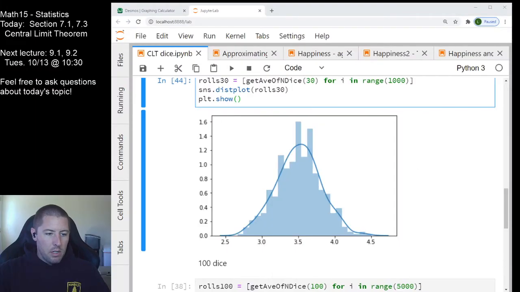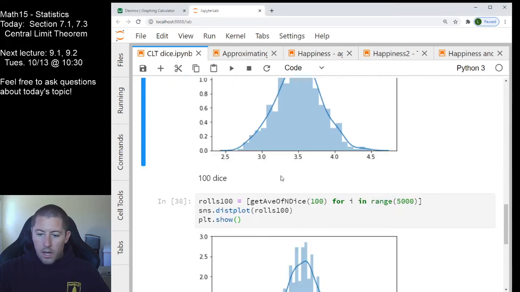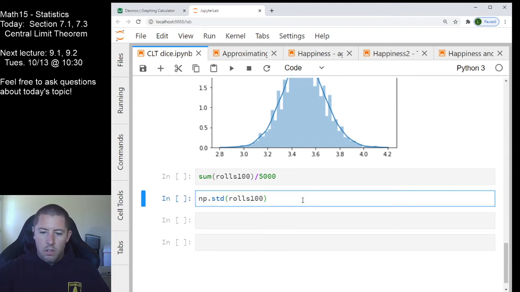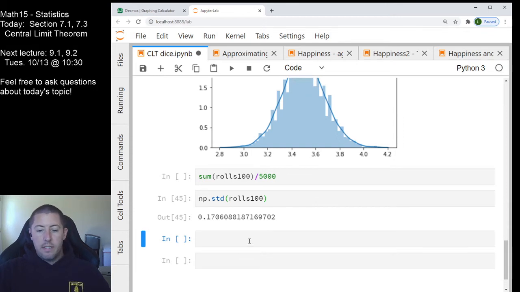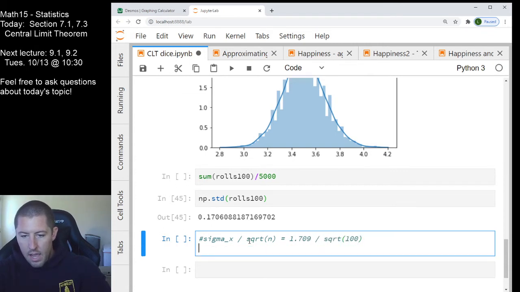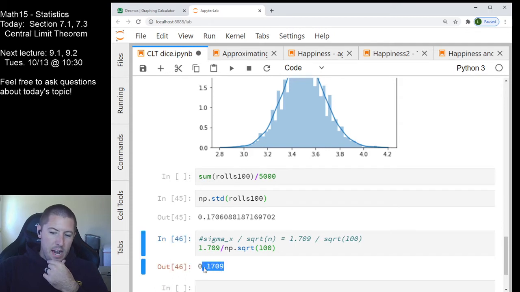Let's come back to this guy real quick. When we roll 100 dice, I can get the standard deviation of 100 rolls. I'm getting 0.1706. We got sigma sub x divided by square root of n is equal to 1.708 divided by square root of 100, and 1.708 divided by square root of 100 is getting us 0.1709. So look at this.